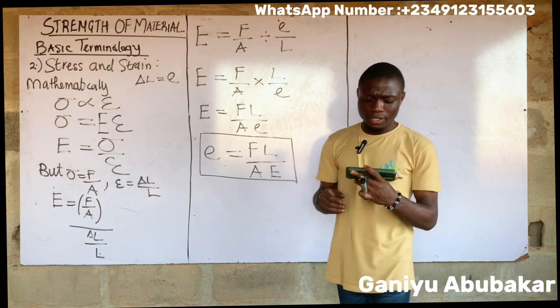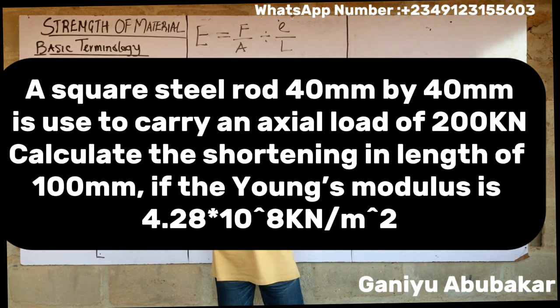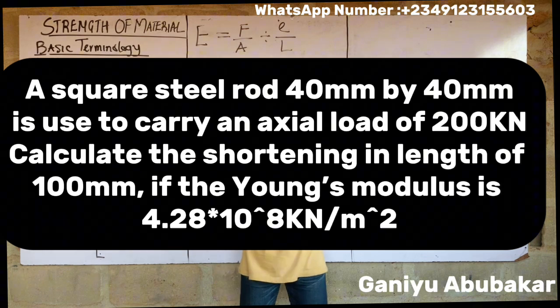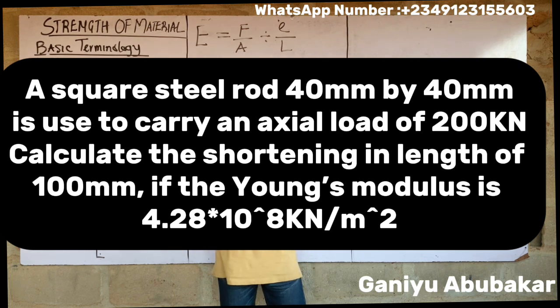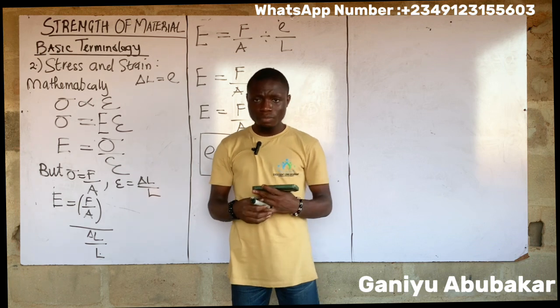The example says that a square steel rod 40 millimeter by 40 millimeter is used to carry an axial load of 200 kilonewton. Calculate the shortening in length of 100 millimeter if the Young modulus is 4.28 times 10 to the power 8 kilonewton per meter squared. How do we get this done?